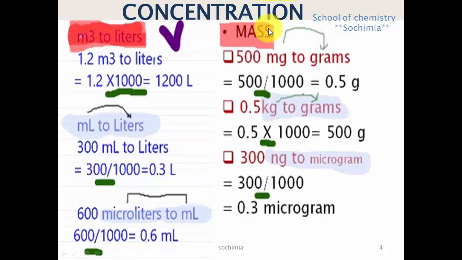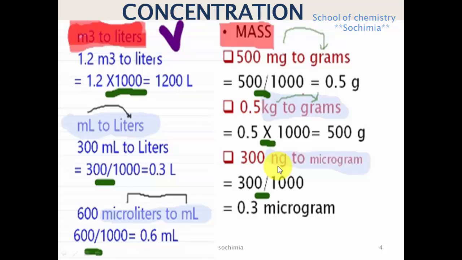Okay. Similarly, if we speak of mass, 500 milligrams to grams. Grams is a bigger unit, so you need to divide by 1000. So 500 divided by 1000 equals 0.5 grams. Similarly, if you want to convert 0.5 kilograms to grams, now kilogram is a bigger unit. Kilogram is 1000 grams, so we need to multiply with 1000. So we are getting 500 grams.